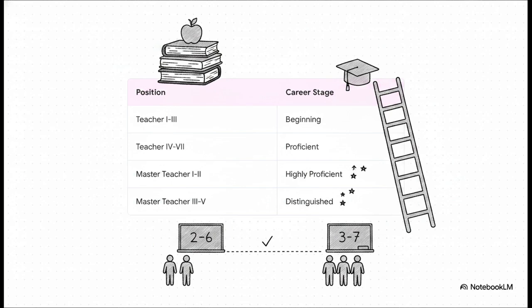Now, as you step up into supervisory and mentoring roles, Master Teachers 1 and 2 are classified as highly proficient. And finally, Master Teachers 3 to 5 are distinguished. It is incredibly important to know your stage right from the get-go. For example, during classroom observations, beginning towards proficient teachers are rated on a totally different rubric level, levels 2 to 6, compared to proficient teachers who use levels 3 to 7.